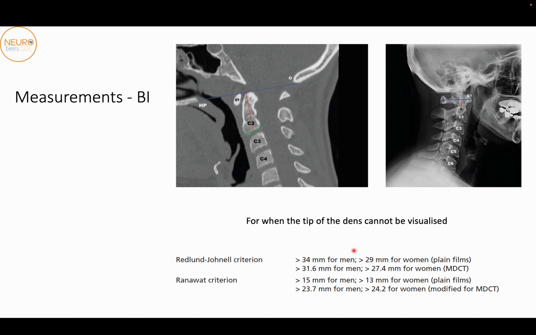So measurements are mentioned here, so it can also be used to evaluate for basilar invagination. Apart from that, there's also the Ranawat criterion, which can be used to measure the same basilar invagination. You take a line along the transverse axis of the C1 and drop a perpendicular connecting it to the center of the C2 pedicle. So this distance is the Ranawat criterion, and again, the values are mentioned here.